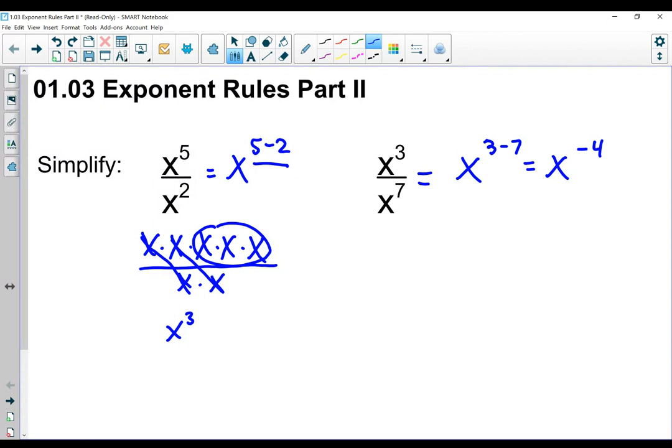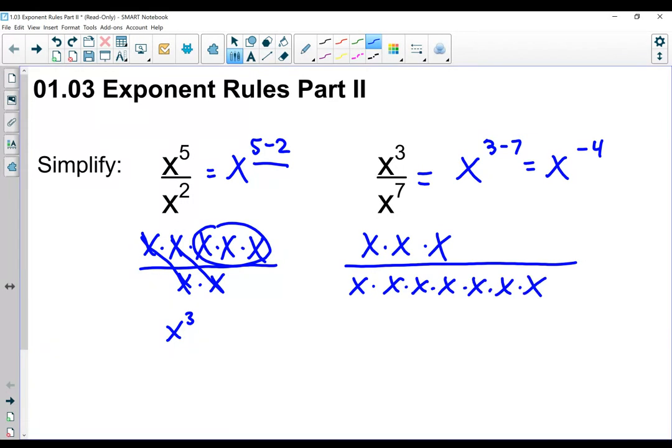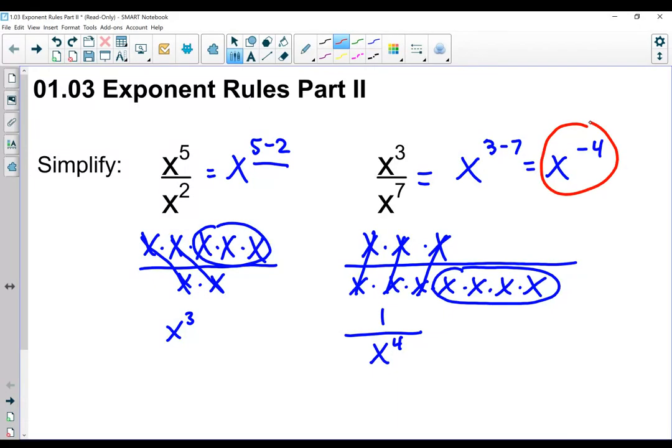So we're going to go back to that visualizing idea again. X cubed means I would have x times x times x, 3 factors of x. In my denominator, I would have 7 factors. So what's interesting about this one is we can still cross out that x over x factor because x divided by x is 1. But this time, I don't have anything left in my numerator. So that's going to be a 1. All 4 factors of my x that are left over are in my denominator. So I have 1 over x to the fourth. So this is where our definition for negative exponents comes from, because it turns out that this x to the negative fourth power that we came up with and our 1 over x to the fourth, those are equivalent.